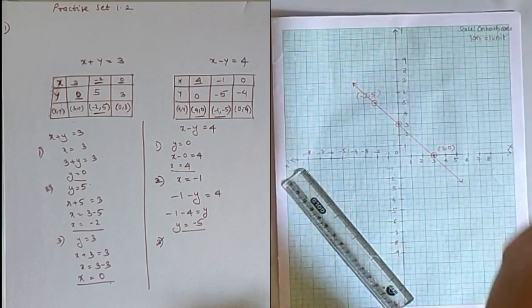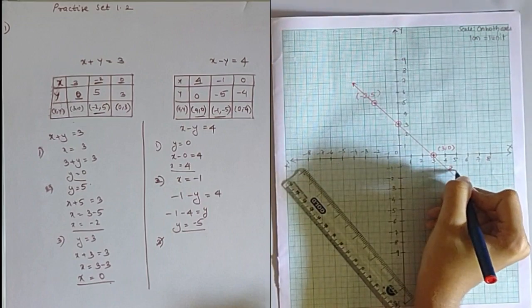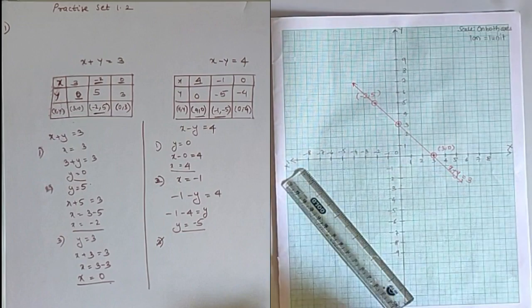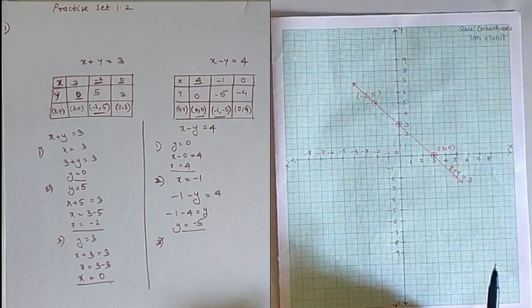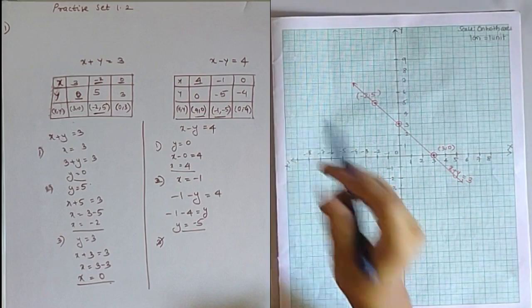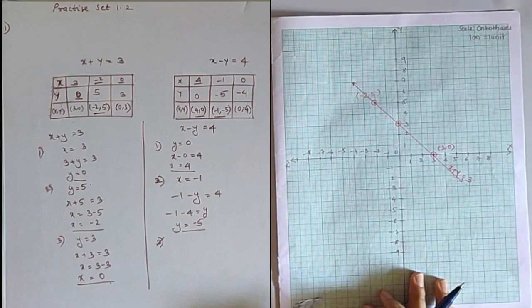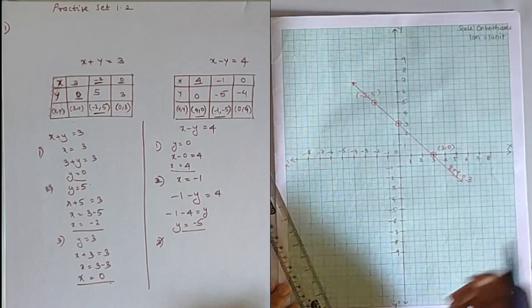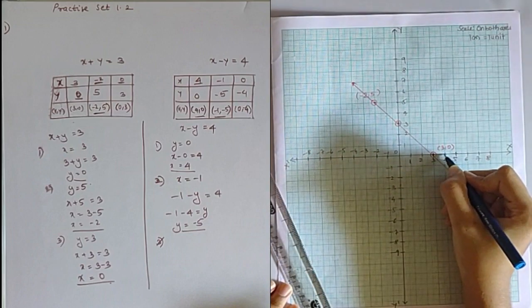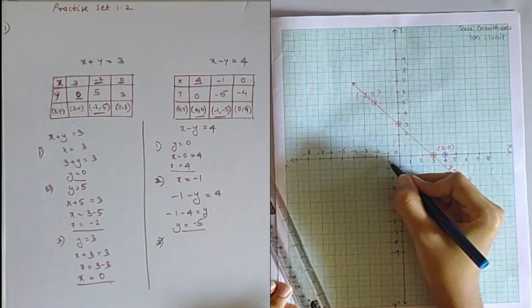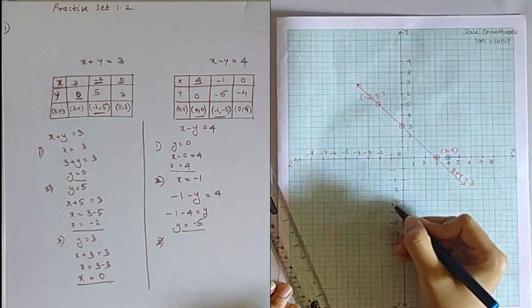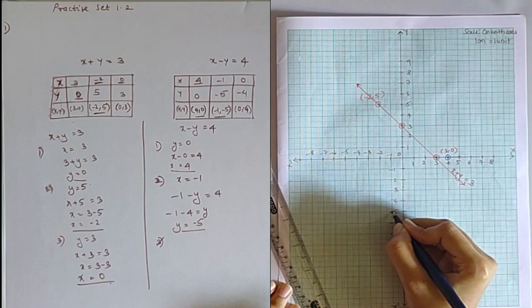Fine. This is your line 1. What was the equation for the line? Done. Next. Your next line was x minus y is equal to 4, and these are your 3 points to be plotted. 4, 0. So this is your 4, 0, first point. Second point, minus 1, minus 5. Minus 1, minus 5. Intersection point is this point.